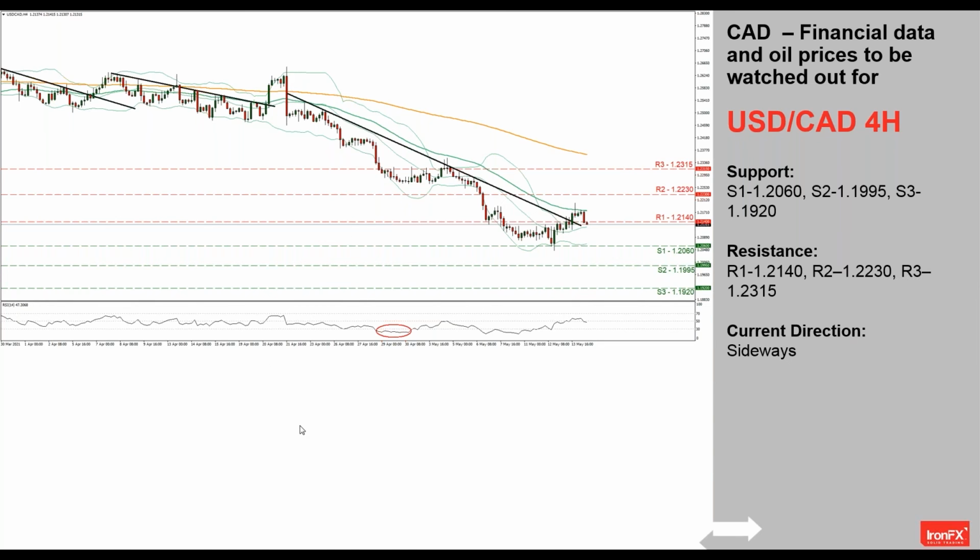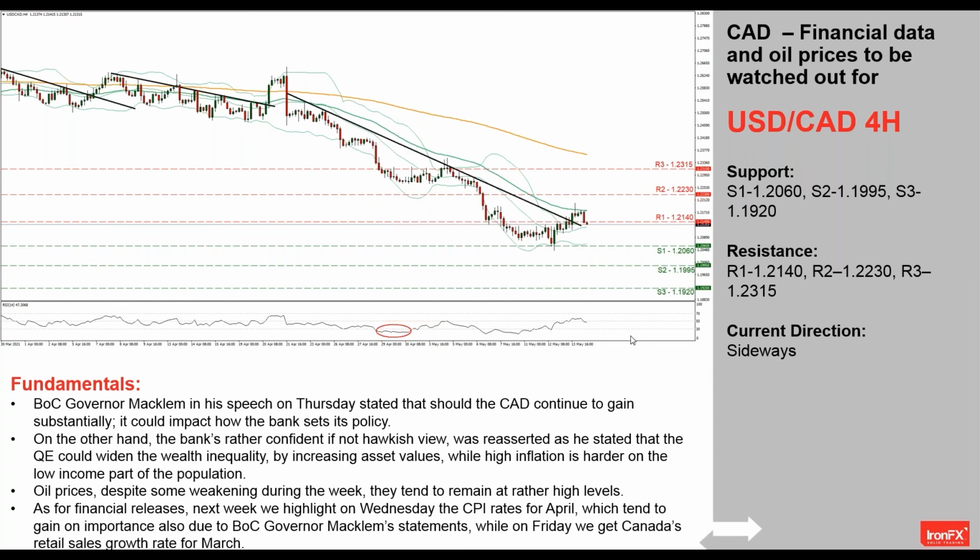Moving now to the fundamentals of the Canadian dollar. CAD strengthening against the USD, as we have mentioned, seems about to hit a halt after 5 consecutive weeks as the pair stabilized somewhat. The stronger than expected US CPI rates tended to contribute to that effect. Yet also BOC Governor Macklem's statements yesterday tended to be quite worrying. The governor in his speech on Thursday stated that should the CAD continue to gain substantially, it could impact how the bank sets its policy, which more or less raised the flag also for Canada's exports.